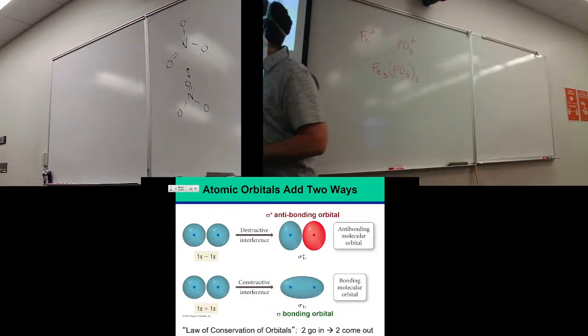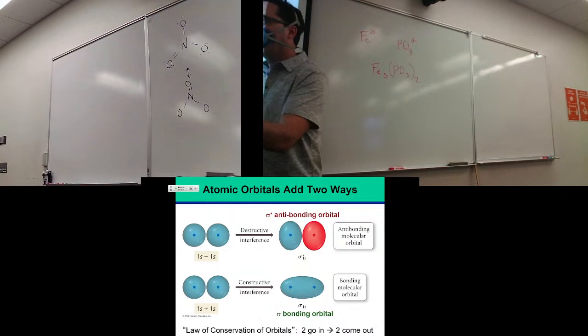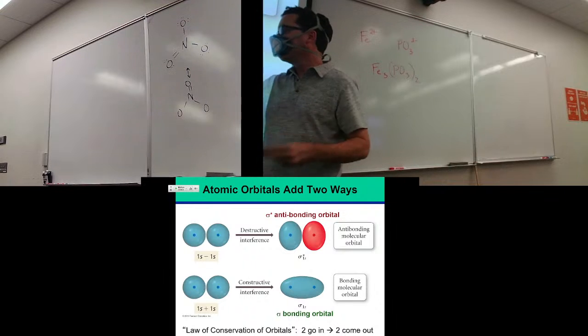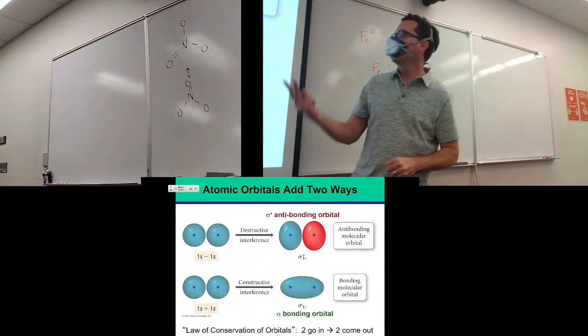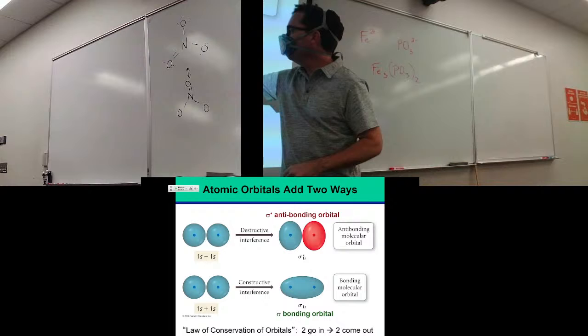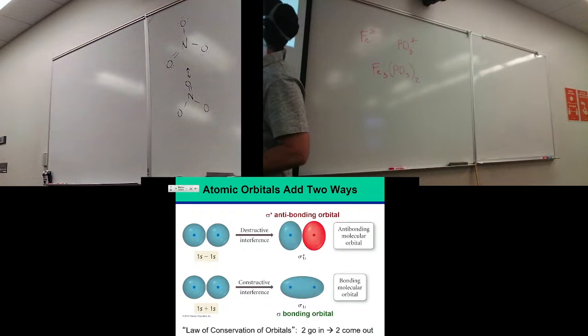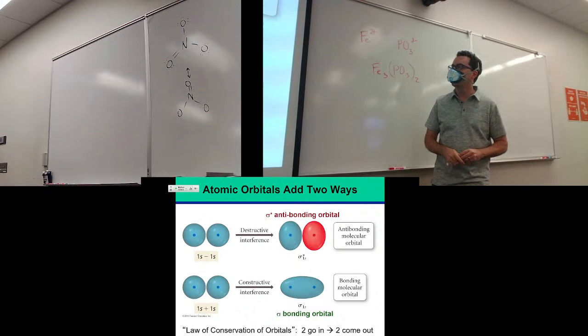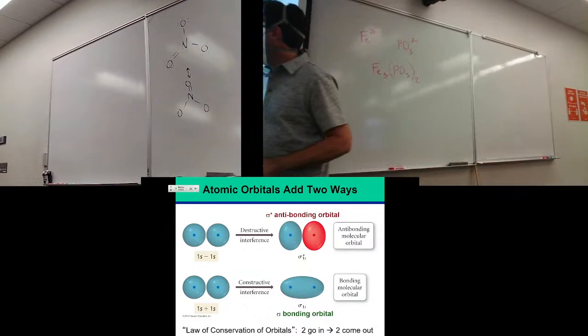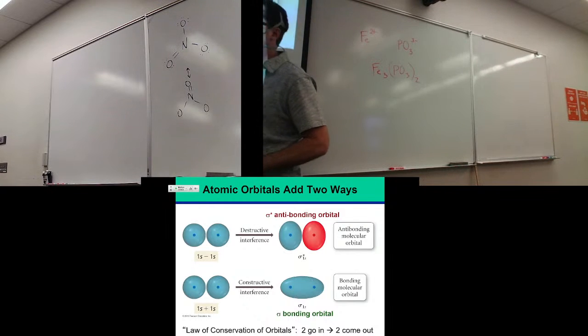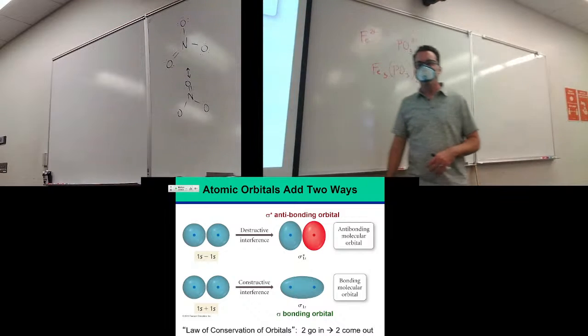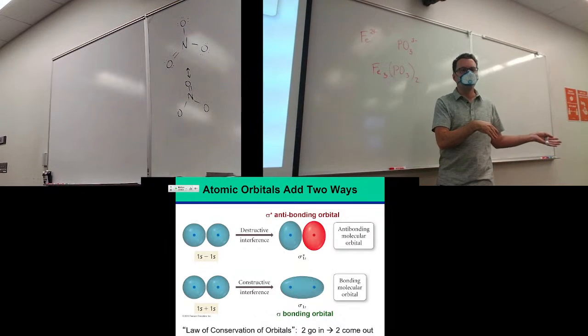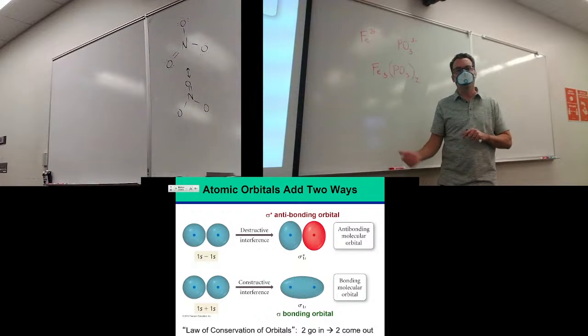So when you overlap two atomic orbitals, you will get two molecular orbitals. In this case, one of them is going to be bonding, the other one's going to be anti-bonding. We label the anti-bonding MO with a star. Usually they'll almost always have a star on them. And then the subscript here is optional. You don't have to write this, but this subscript just informs you what atomic orbitals that new molecular orbital came from.